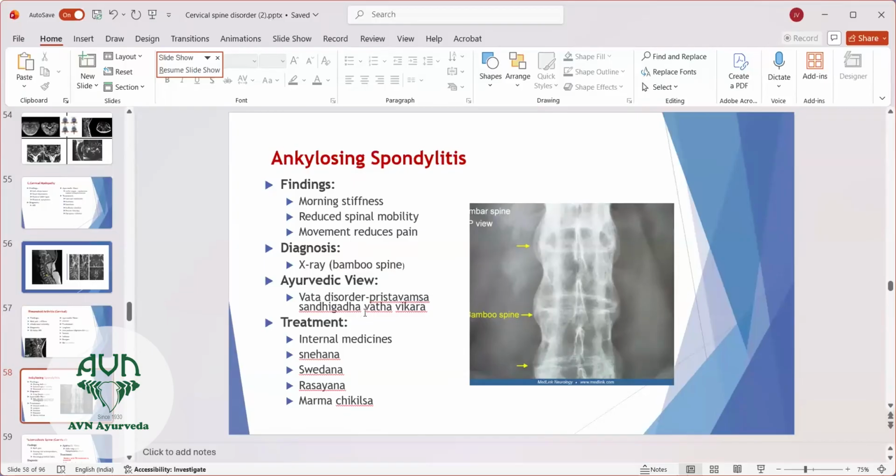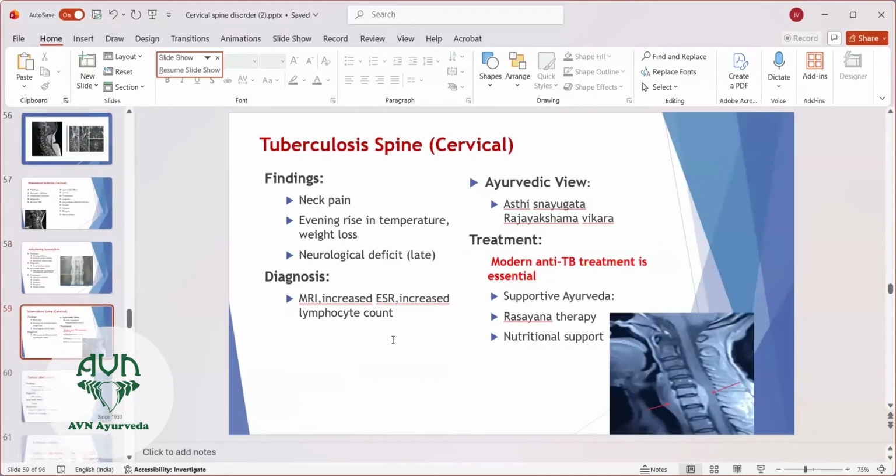This condition we can say is a Vata disorder, Prishtavamsha Sandhigata Vata Vikara. The treatment, the same protocol as for the Vata Vikara, we can give.